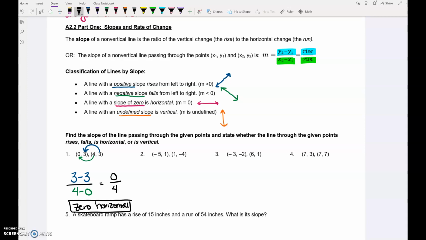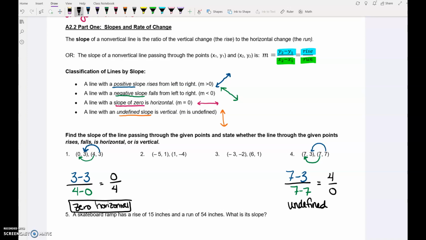We're actually going to jump to number 4 next, because I like to do things out of order apparently. So if we do our y values, we have to subtract our y values. 7 minus 3. On the bottom, subtract your x values. 7 minus 7. We get 4 over 0. What is 4 divided by 0? It is undefined.